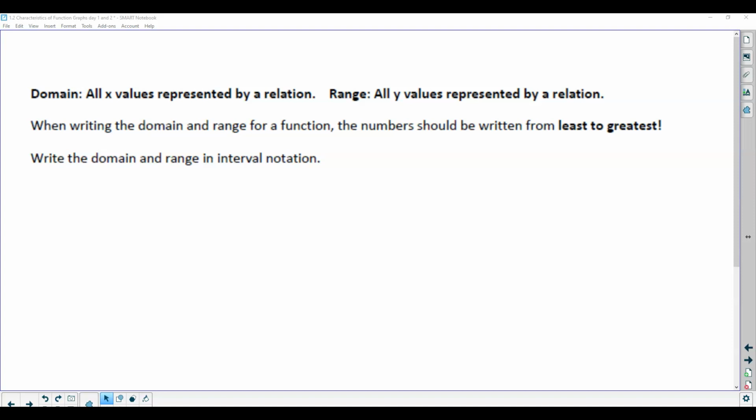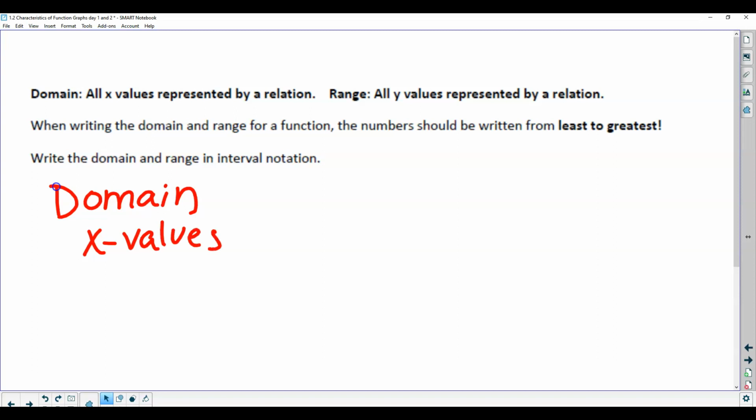I think some of you guys have done domain and range before. It might have been in 8th grade, I don't know. Here's the big deal about domain and range. You're going to be stating domain and range the rest of the school year in Algebra 2. So for domain, remember domain are x values.